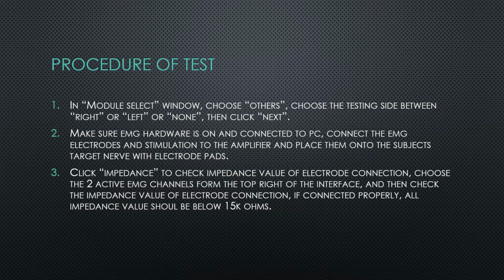Step 3. Click impedance to check the impedance value of electrode connections. Choose the two active EMG channels from the top right of the interface and then click impedance to check the impedance value of electrode connections. If connected properly, all impedance values should be below 15k ohms.